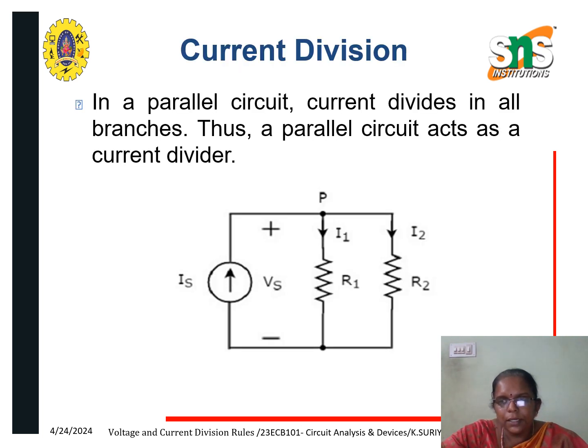First we'll see the current division rule. In a parallel circuit, current divides in all branches. Thus, a parallel circuit acts as a current divider. In the circuit shown here, two resistances R1 and R2 are connected in parallel across a current source IS. This current IS, when it comes to the point B, gets split into two currents I1 and I2. So IS is equal to I1 plus I2.